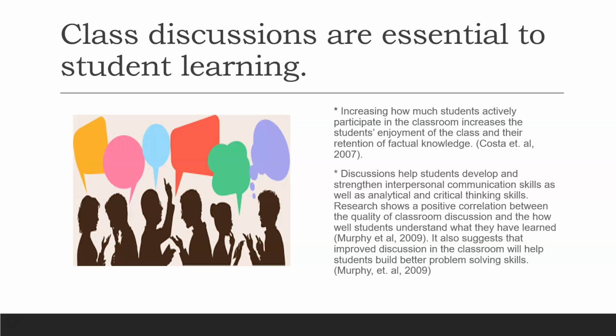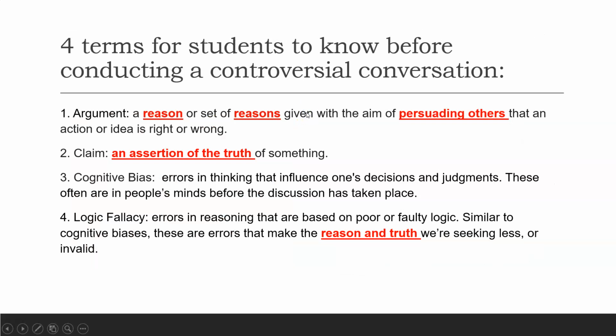And in order to have a great class discussion, there are some terms that need to be known. Now, I'm going to simplify these so they can be used by as many students as possible. And there are 4 terms that are necessary to know before having a controversial conversation. Number 1, argument. It's a reason or set of reasons given with the aim of persuading others that an action or idea is right or wrong.